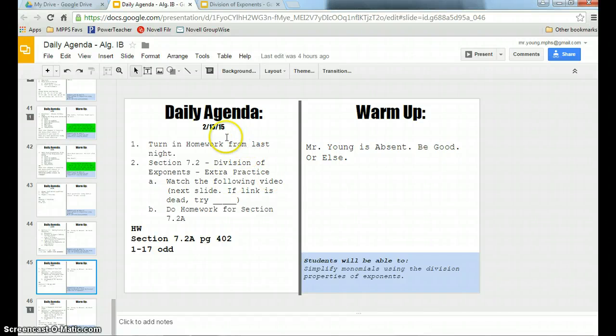But here's our daily agenda for if I were to be here. So we've already done all this. Right now you're worried about homework. 1 through 17 odds, section 7.2. Page 402 is where we're starting. And we'll just keep this short, okay? Not too many problems with this. We will hit some more when I get back. A couple of those monsters we'll look at on Monday as part of our review.